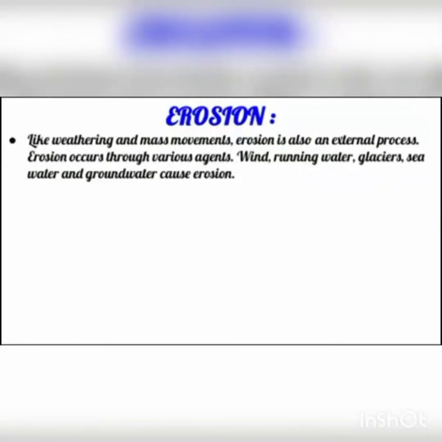Now lastly we will be studying erosion. Like weathering and mass movements, erosion is also an external process. Erosion occurs through various agents: wind, running water, glaciers, sea water and groundwater cause erosion. So these are also external processes.